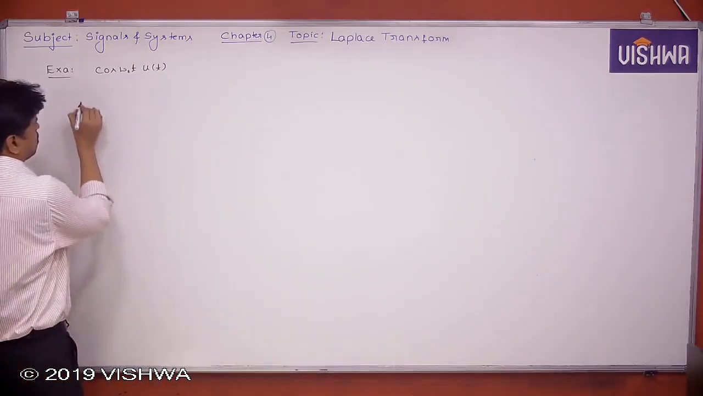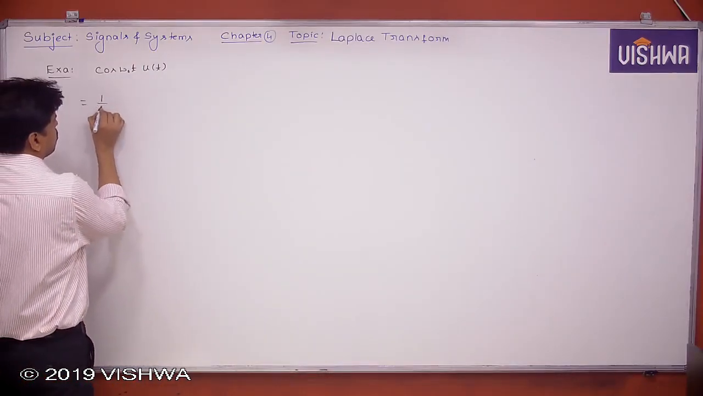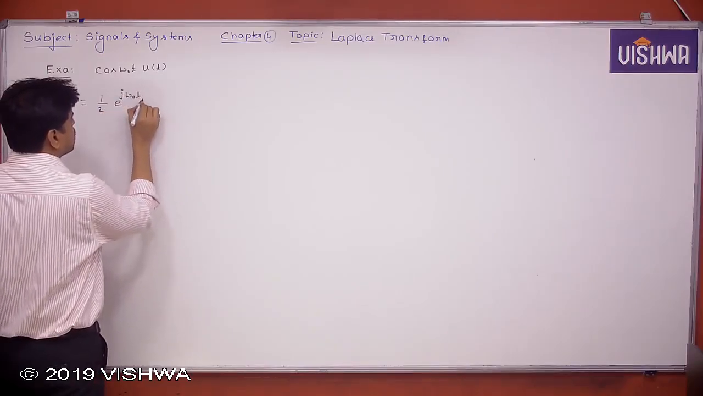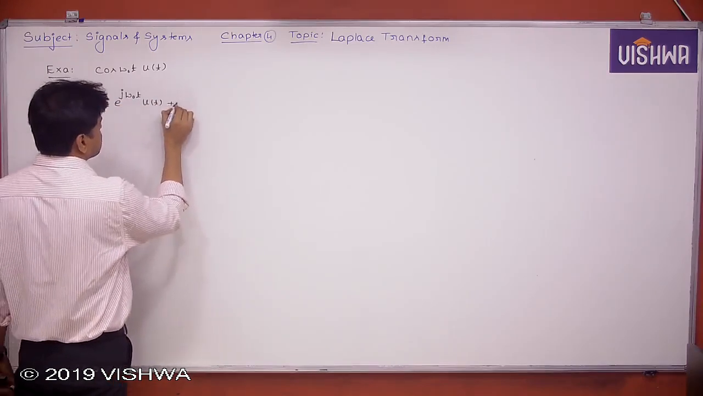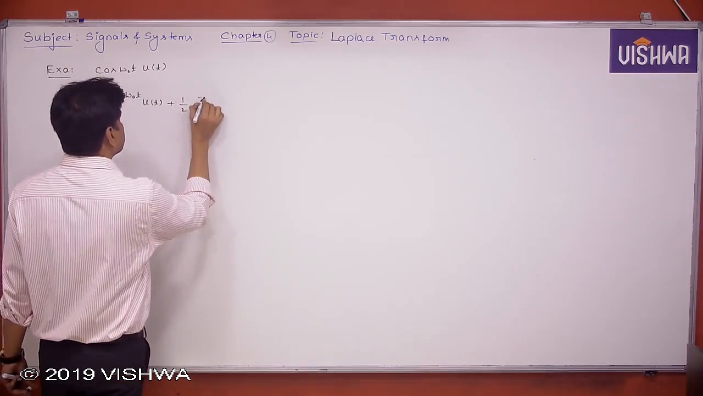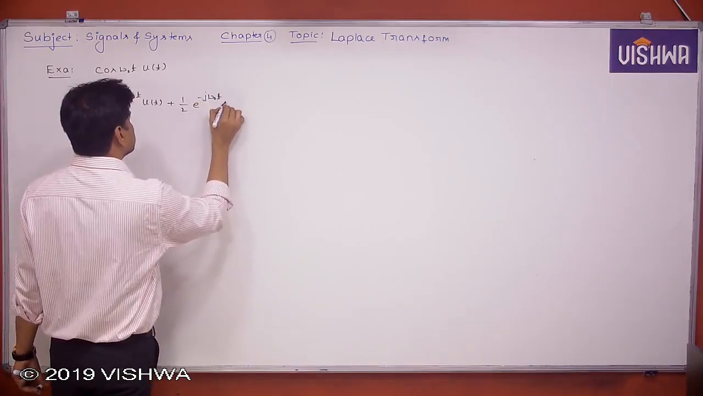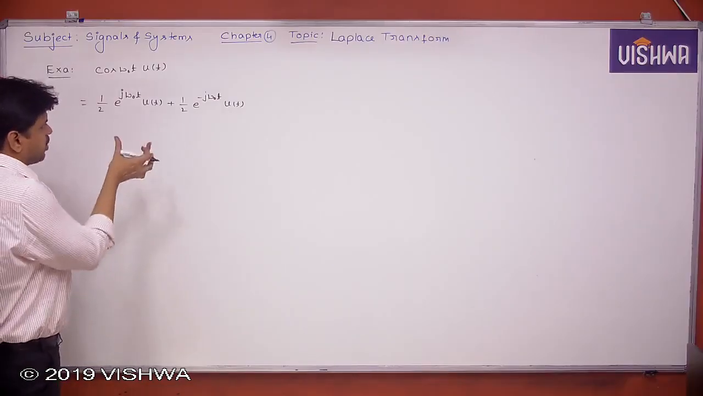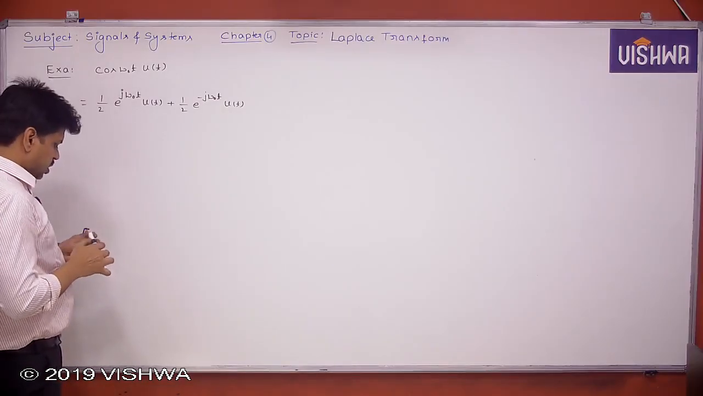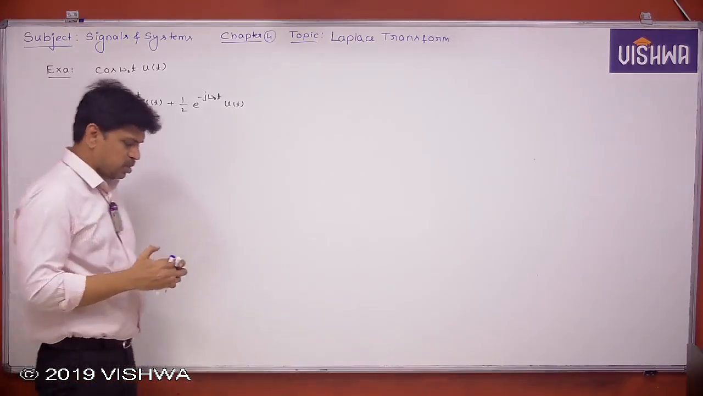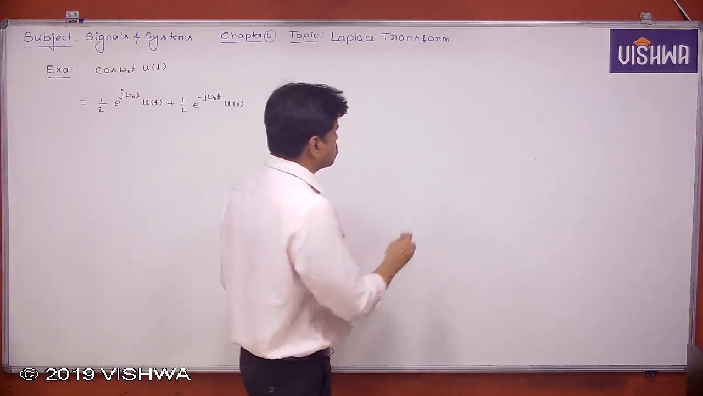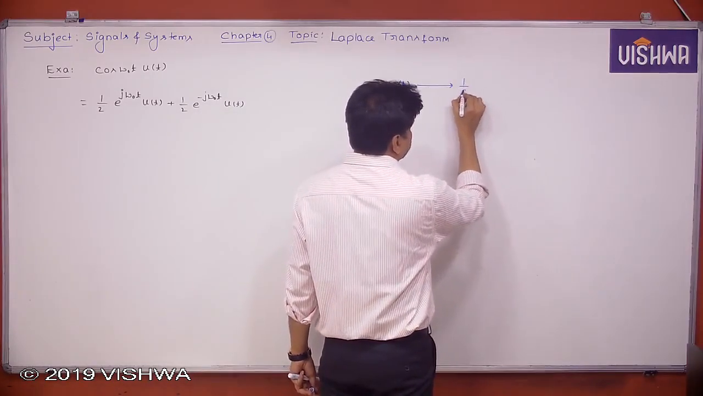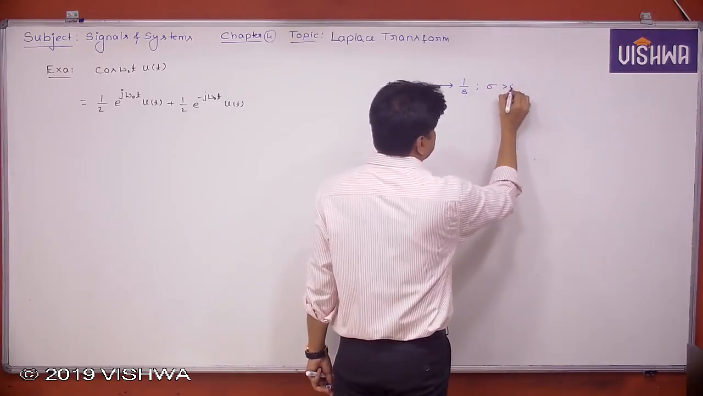Let's say this can be written as 1 by 2 e power j omega naught t u of t plus 1 by 2 e power minus j omega naught t u of t. We can write e power j omega naught t plus e power minus j omega naught t by 2. So if I expand this, this is the one. Now let's see. u of t has Laplace transform 1 by s with ROC sigma greater than 0.